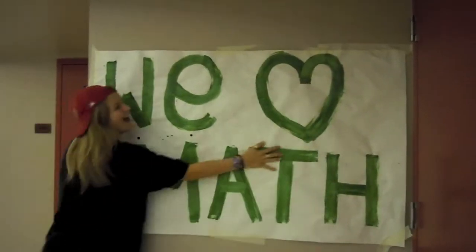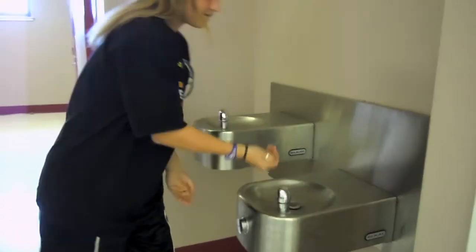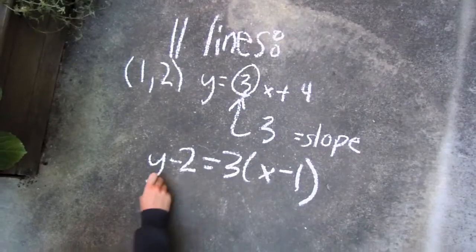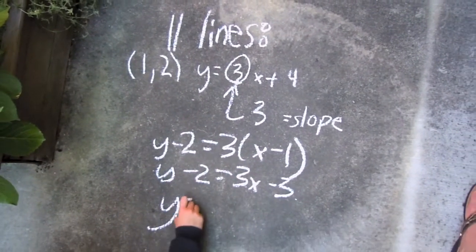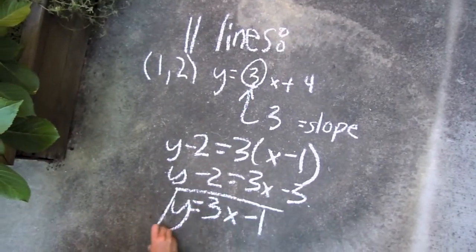And for parallel lines, you keep the same slope. So if the line goes through the point 1, 2 and is parallel to y equals 3x plus 4, it would be this. And you have to distribute and you get this and still keep going. And then this is the final answer in standard form.